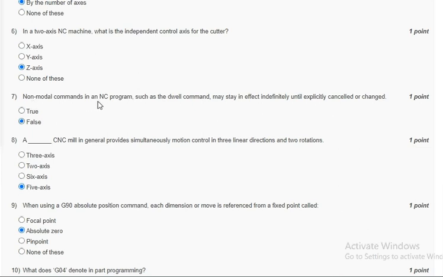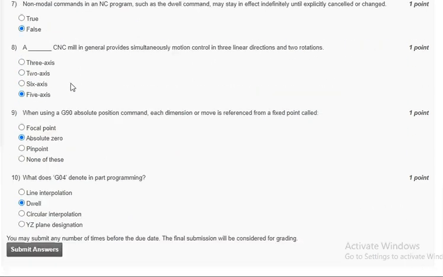Non-modal commands in an NC program, such as the dwell command, may stay in effect indefinitely until explicitly cancelled or changed. So this statement is false. So for question number 7, the second option is correct. It is a false statement.